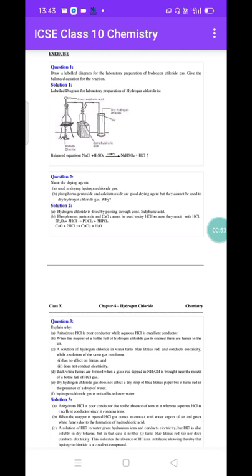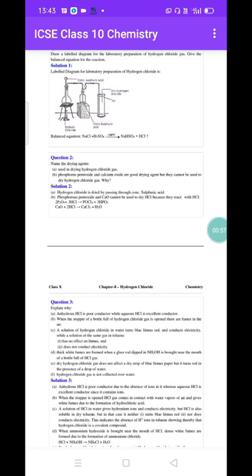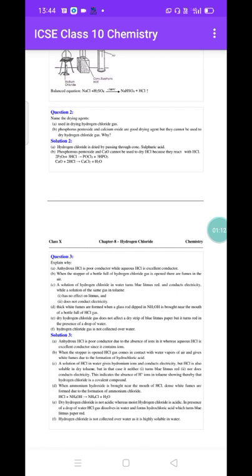The next question asks for the drying agent used in drying HCl gas. Sulfuric acid is used. Phosphorus pentoxide and calcium oxide are good drying agents, but they are not used. Why? Because HCl is very reactive, it will react with these compounds to form the respective compounds. The equations are given. Please write them down.